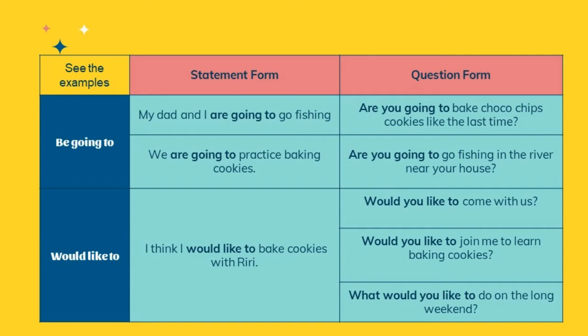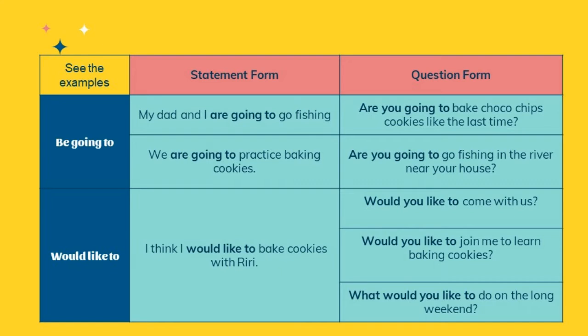In this statement form column, we can see the pattern. In the first sentence, the subject is my dad and I, and the verb to be becomes are, and it's followed by going to, and the simple form of the verb is go. We also have another example in the second sentence. The subject of the sentence is we, and the verb to be becomes are, and it is followed by going to, and then followed by the simple form of the verb, which is practice. In the statement form of would like to, we also have the same pattern. So the subject is I, and then followed by would like to, and then followed by the simple form of the verb, which is bake.